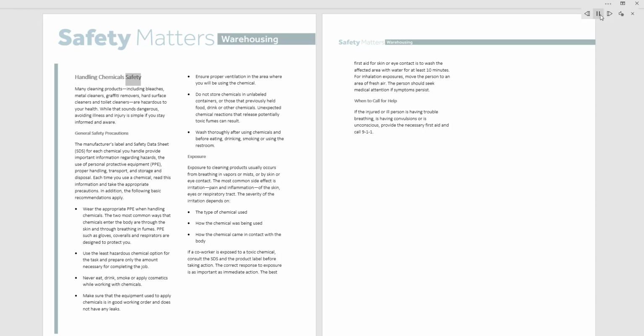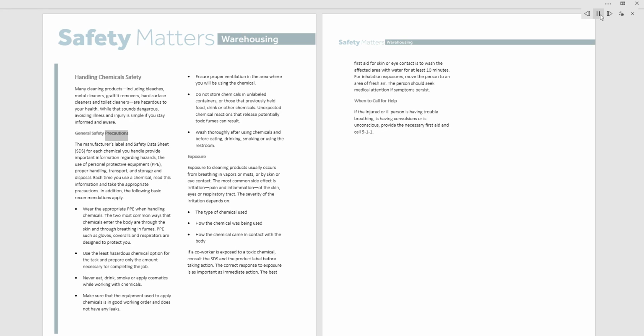Handling chemicals safety. Many cleaning products, including bleaches, metal cleaners, graffiti removers, hard surface cleaners, and toilet cleaners, are hazardous to your health. While that sounds dangerous, avoiding illness and injury is simple if you stay informed and aware.